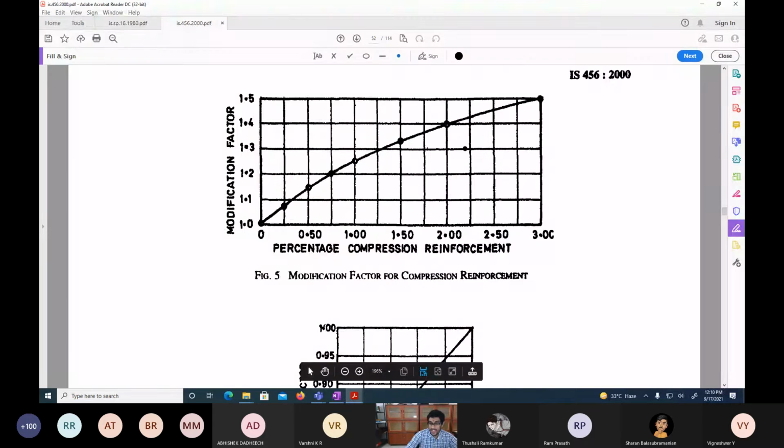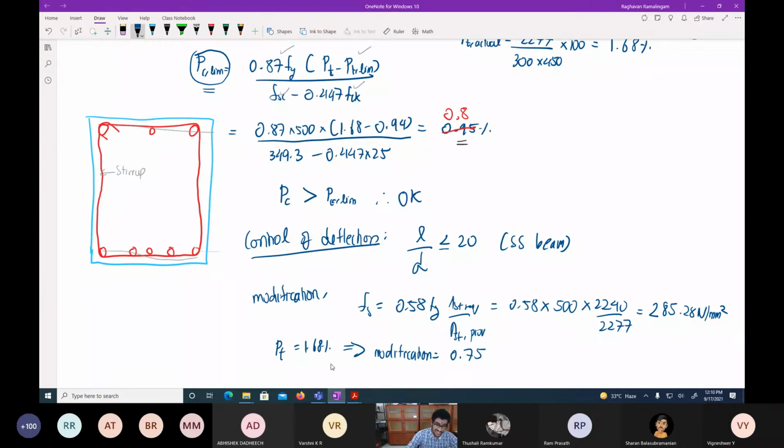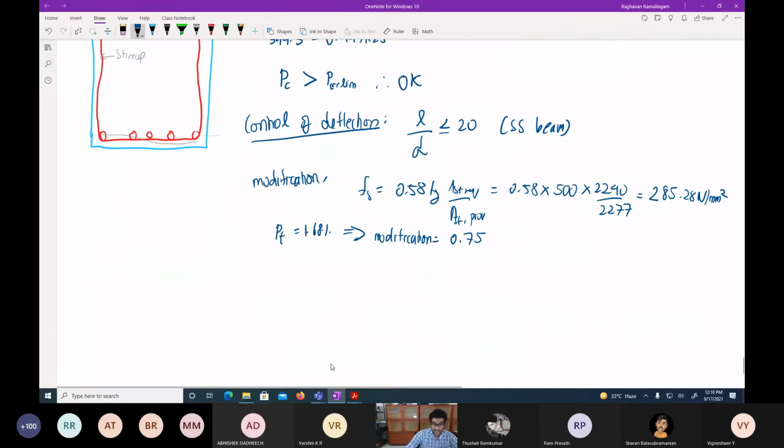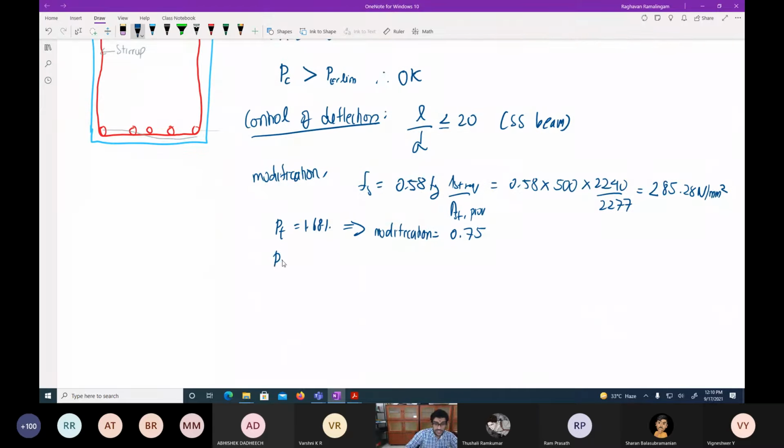And there's nothing else you need to look at. Just look at 0.8. It will be somewhere over here, intersecting somewhere there, maybe 1.23 or something. Okay. So PC modification, for 0.8% PC, equals 1.23. So now what we'll do is we'll modify and check our depth.